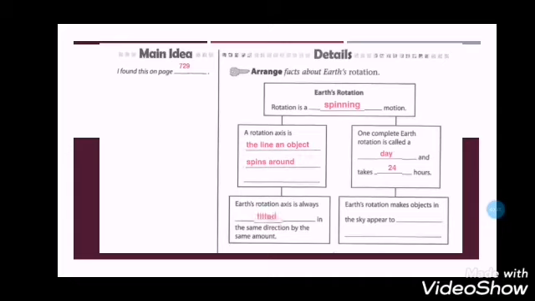Earth's rotation axis is always tilted in the same direction by the same amount. Earth's rotation makes objects in the sky appear to move across the sky, to rise and to set.